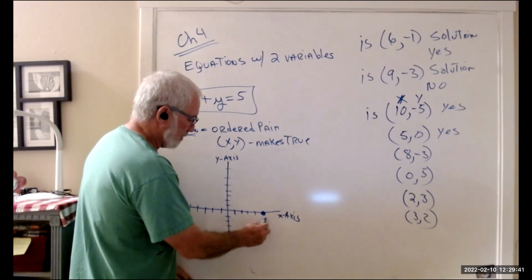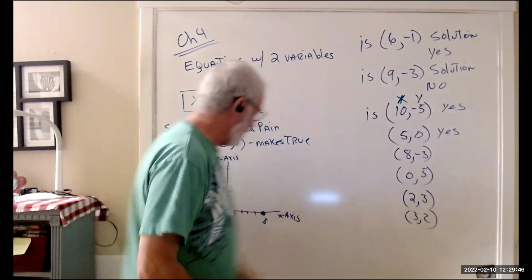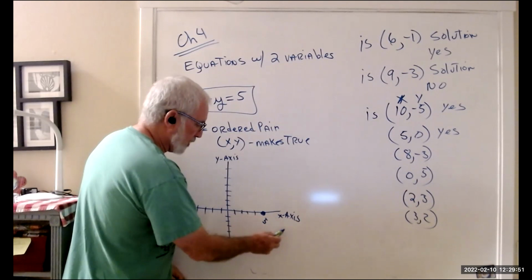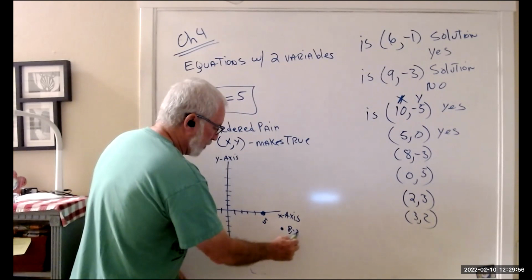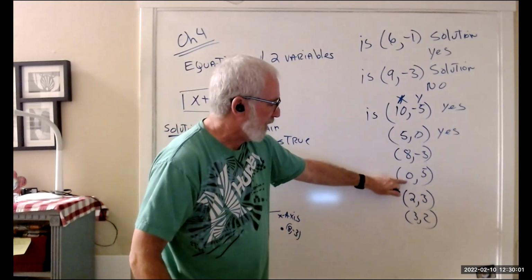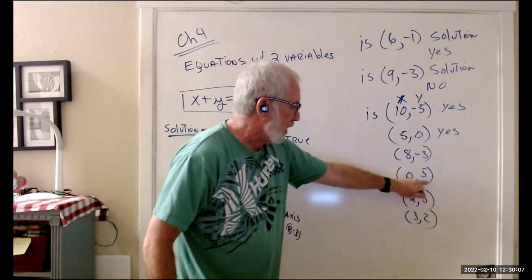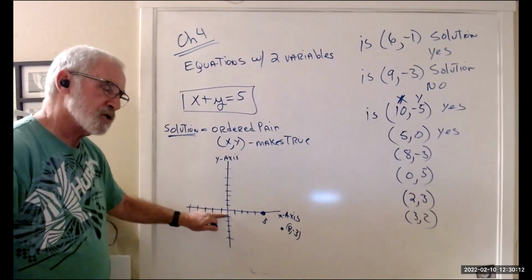That's right there. If we go 8, -3, well, here's 5, 6, 7, 8, 1, 2, 3. Most of you, I am hoping, remember how to plot points, 8, -3. Wait, where would 0, 5 be on this? X is 0, y is 5. Always start at the origin, the center. X is 0, which means what do I do? Don't go sideways, but go up. 1, 2, 3, 4, 5.